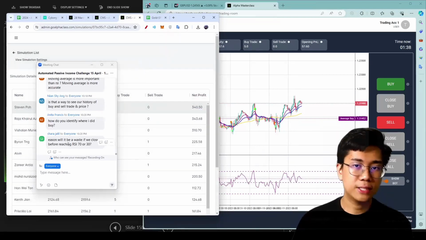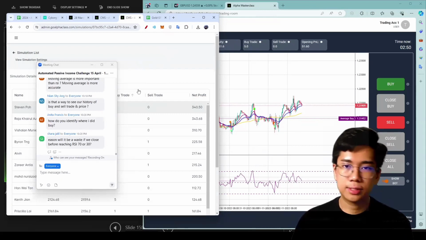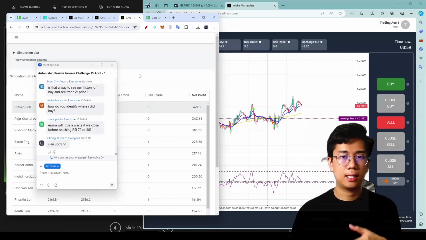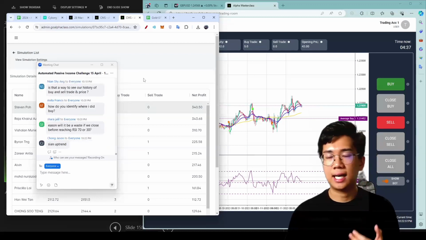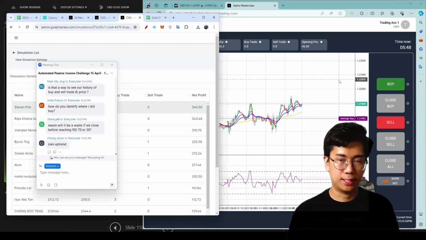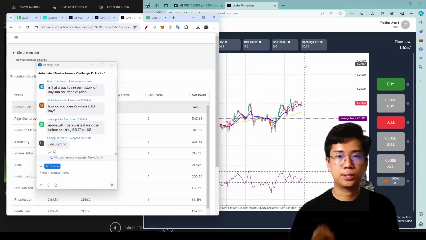The next question I received is Shara asking, would it be a waste if I close the trade before reaching the 30 and 70? In short, yes, it is considered a waste because there is a chance that the market will continue to go up further. But the better way to do this is what we call a partial close.